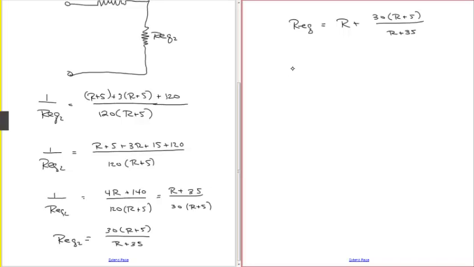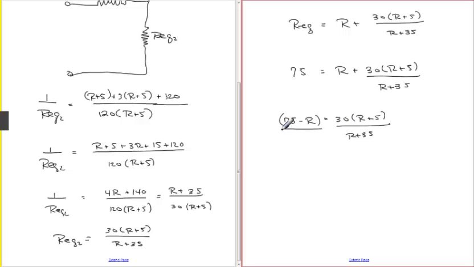35. So we know that the equivalent resistance that is being measured is 75 ohms. And now the rest of it is just the algebra part. So let's see, what would we do? Probably what I would do is take 75 minus R, so I'm going to subtract R from both sides. And then I will cross multiply. I just take the numerator times the denominator, numerator times the denominator. Here it's going to be using FOIL.